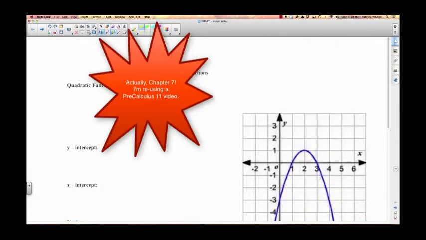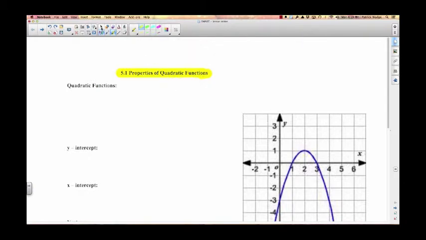Chapter 5 is on quadratic functions, and the first thing we'll be doing is looking at properties of quadratic functions. I guess we better start by saying what a quadratic function is. A quadratic function can be written in the form y equals ax squared plus bx plus c, but it's only valid if a, b, and c are real numbers. Basically all the numbers we deal with in high school, so no big deal there. And a cannot equal 0.